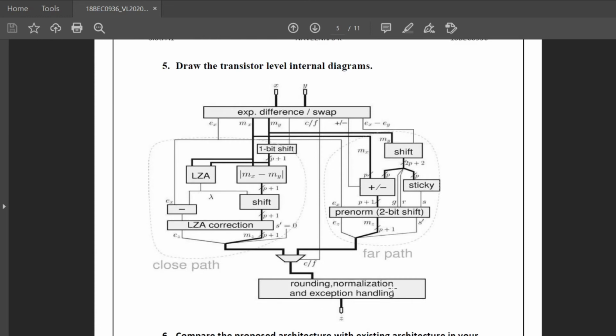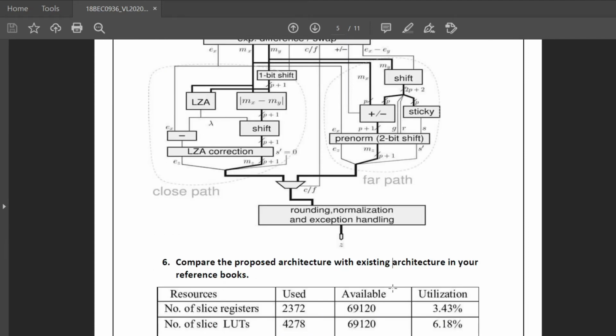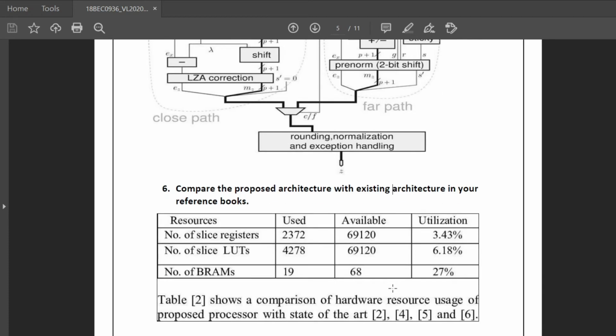And yeah, that's all about the transistor level diagram. That doesn't have so much importance, but that's enough. And now we just see the proposed architecture compared with the existing architecture.